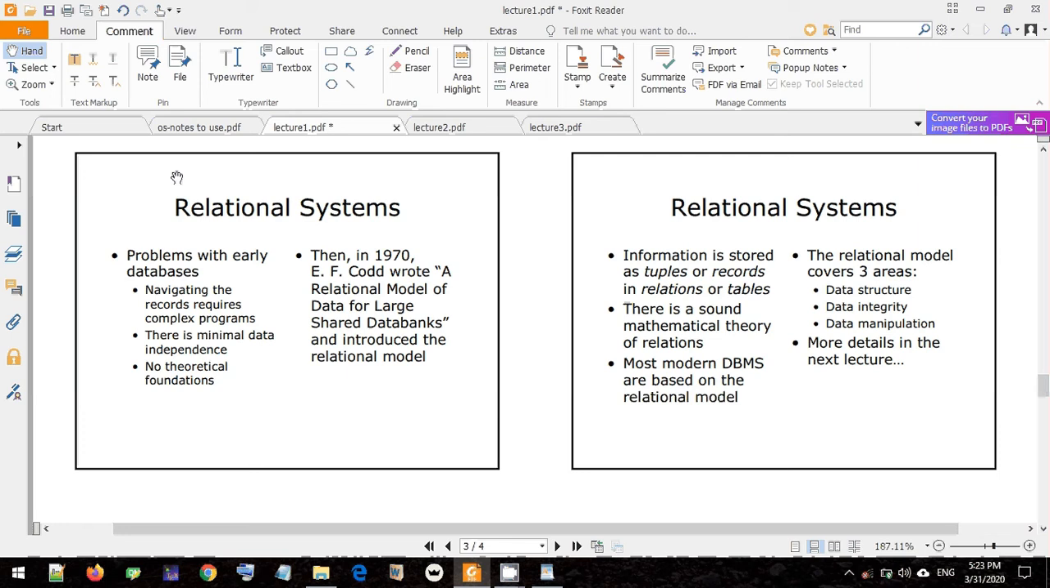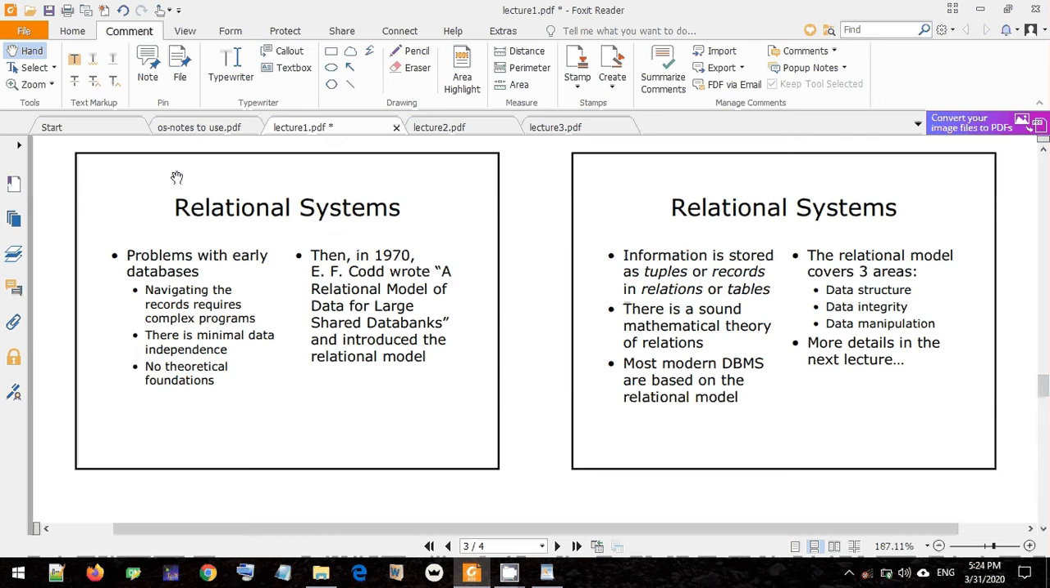But you have to note that before the 1970s, this relational system had a lot of problems because to navigate between queries required complex programs, and there was minimal data independence with no theoretical foundation. But in the 1970s, E.F. Codd wrote a paper, A Relational Model of Data for Large Shared Data Banks, and introduced the relational model.